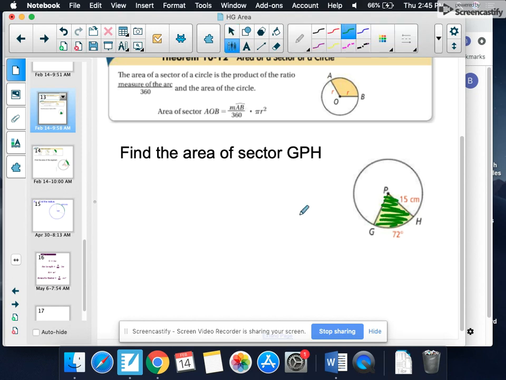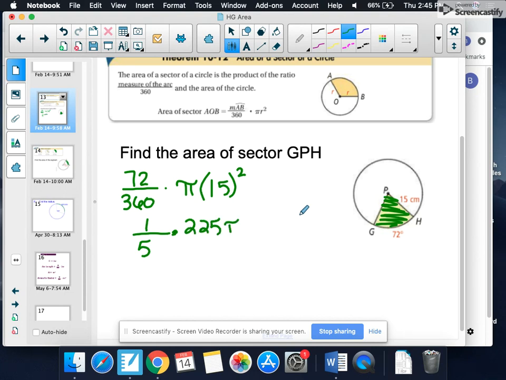To do that, we're going to take the arc measure, which is 72 over 360, and then times pi times radius squared, which our radius for this picture is 15. If we reduce this fraction, we'll get 1/5, and then times 225 pi. So 225 divided by 5 is 45, and we'll leave that pi attached there. So our answer for the area will be 45 pi.